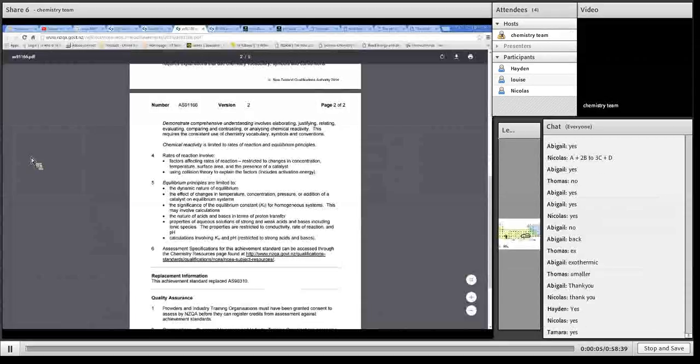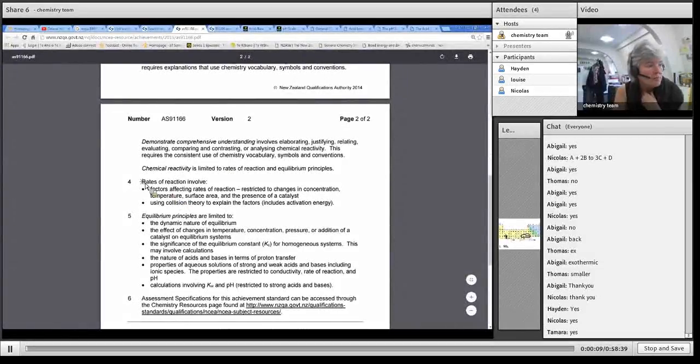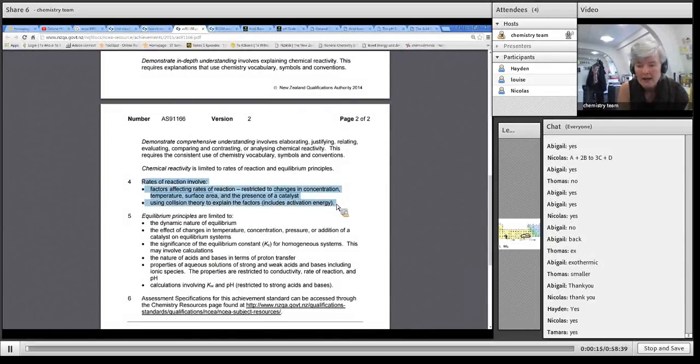What do you need to know for this exam that you've got to revise? Well, first, rates of reaction. That's what we did in the 2061. And there you looked at the important things that affected rate of reaction.